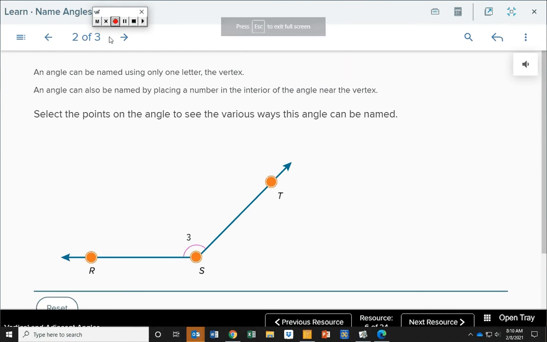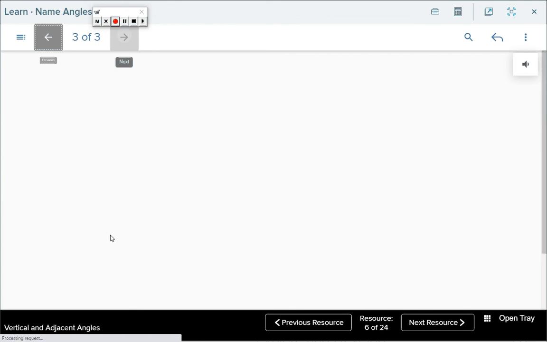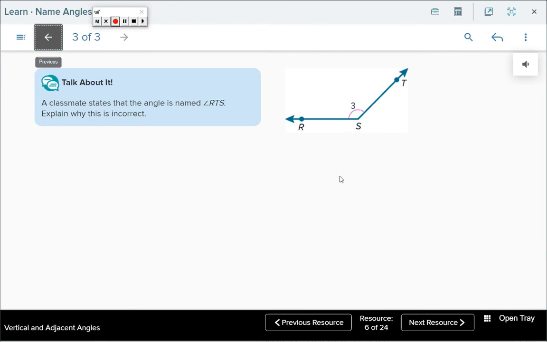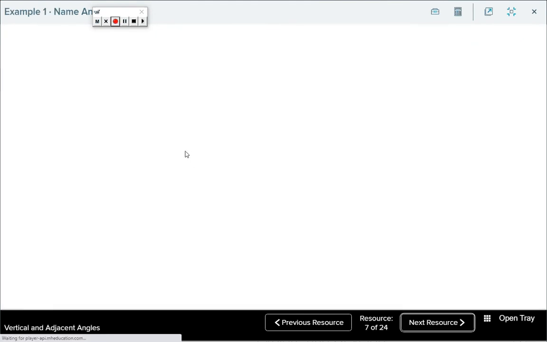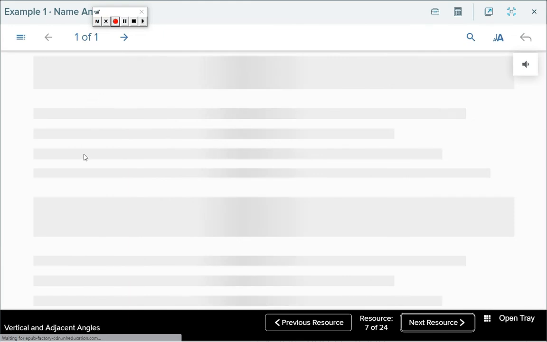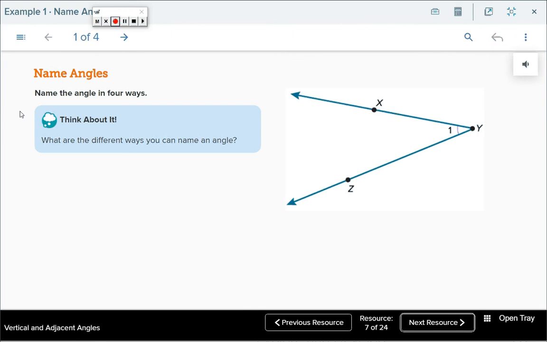Okay, we're back. All right, so if I have an angle that looks like this, could I call this angle RTS? No, that's not correct because T does not represent the vertex. Good. So if I was asking you to name this angle for this example, what are 4 ways I can name this angle?